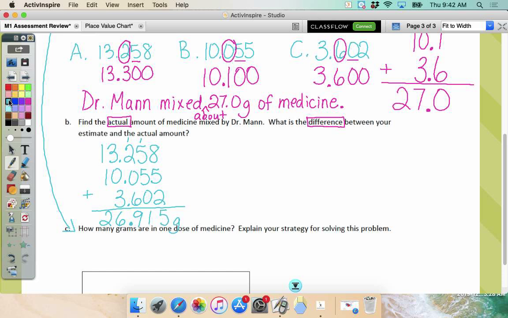Are you ready for this? When you subtract, the big dog goes on top. So, which number's the big dog? 27. Even though it's shorter, it's still larger. So I'm going to subtract 26 and 915 thousandths. And guess what kids are going to do? I know this. Watch what they're going to do. Are you ready? Don't write this. They're going to do this.